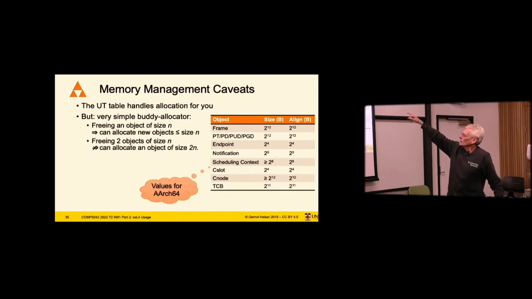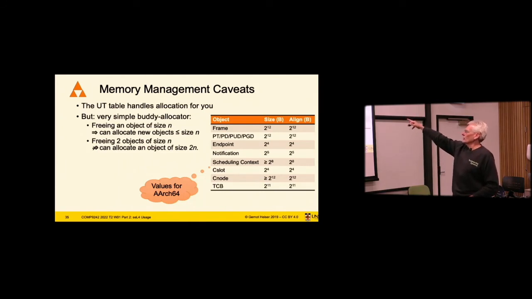So you can see all the object types are either page size or fractions of a page size. A frame obviously is a page size. It makes no sense otherwise, same as the page objects. They're all page size granularity. And generally all the objects have to be aligned to their size. Endpoints are 16 bytes long. But obviously you can only retype in page granularity, because in the end that's a manipulation of page tables. So that means when you allocate an endpoint object, you get not just one endpoint, you get 256 endpoints.